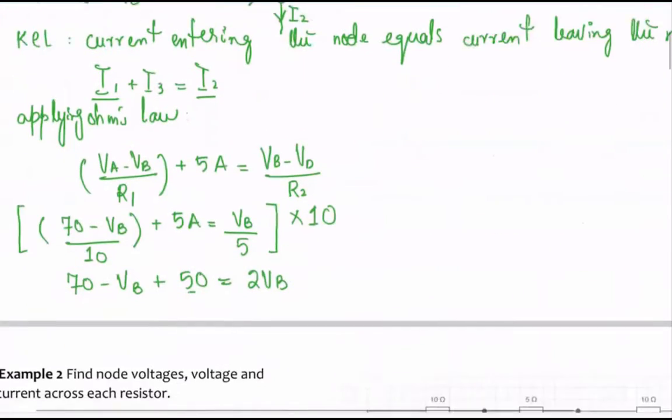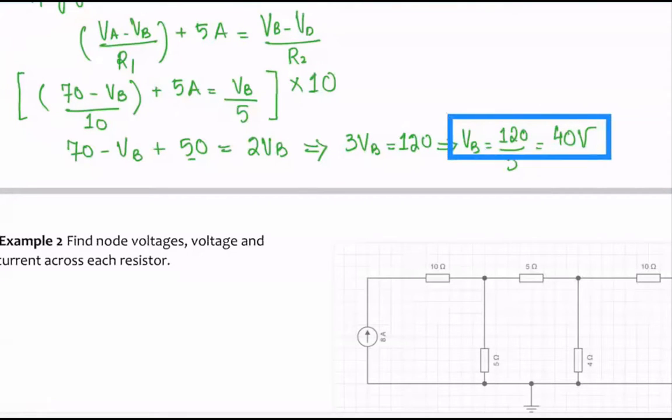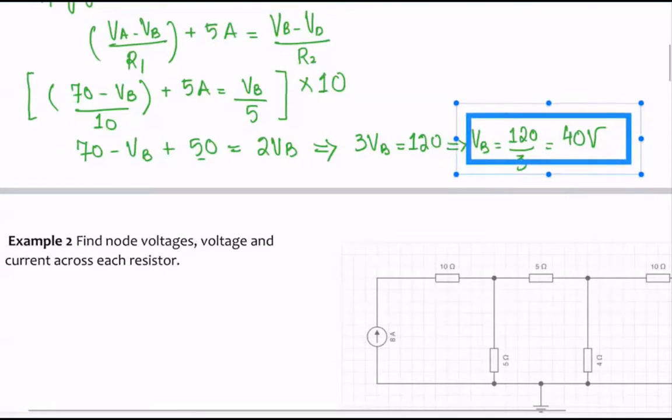I don't know why it just keeps going down. Okay, all right, so this will be 2 VB plus VB, so that will be 3 VB equals 70 plus 50, which is 120, okay, and then VB will equal 120 over 3, which gives you 40 volts. So I'm going to box this value right here, that my VB is equal to 40 volts.